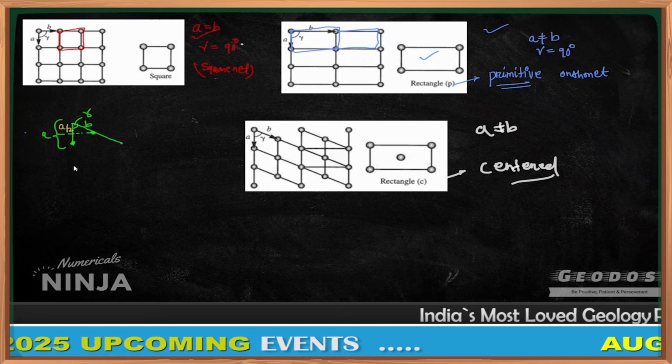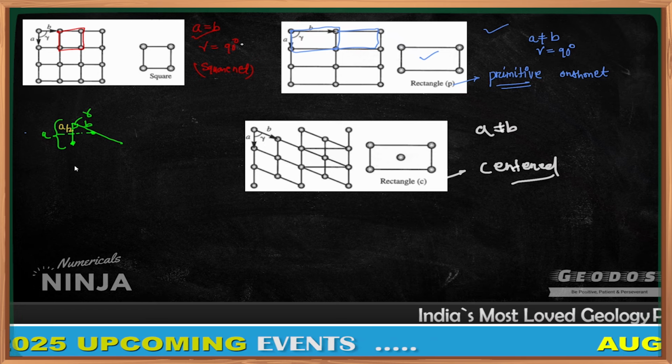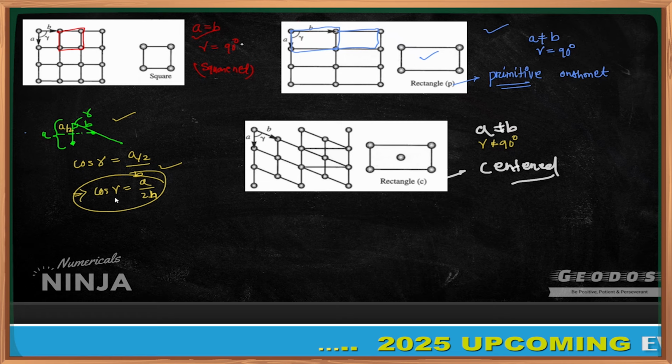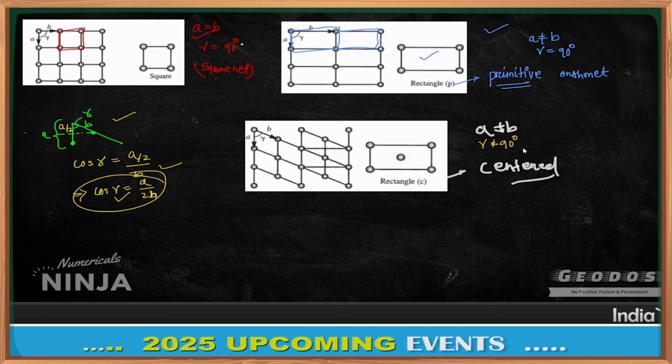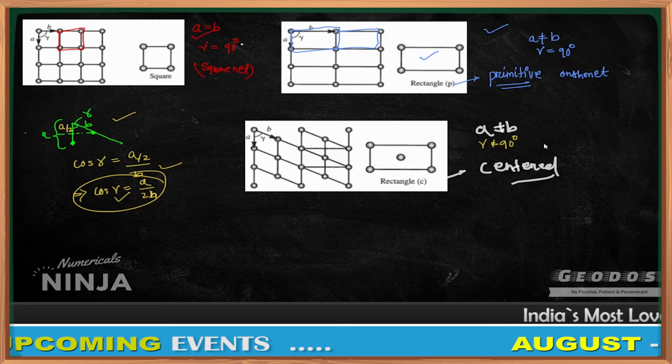What is happening here? If you try to see, this is a right angle triangle, and this part will be A by 2. If I try to find cos gamma, what will it be? A by 2 divided by B. Then cos gamma will be A by 2B. Remember this equation. Also remember the orientations, in which direction A is and in which direction B is. So here A is not equal to B, and in this case gamma will not be equal to 90 degrees.